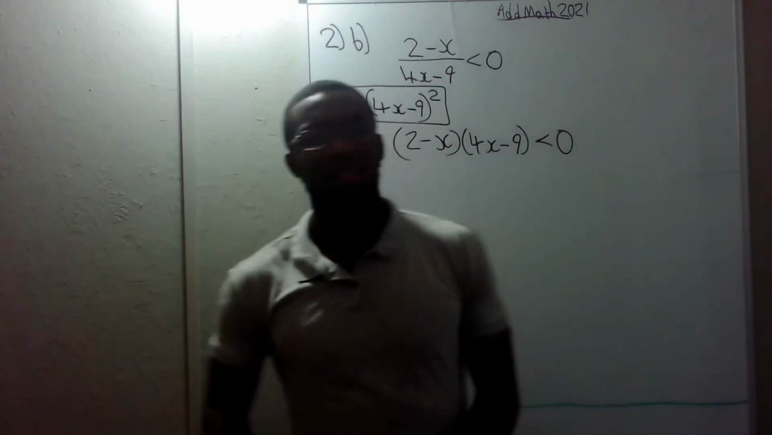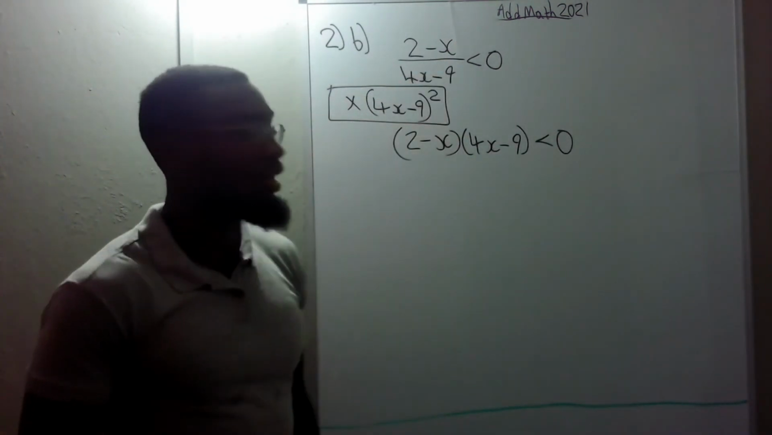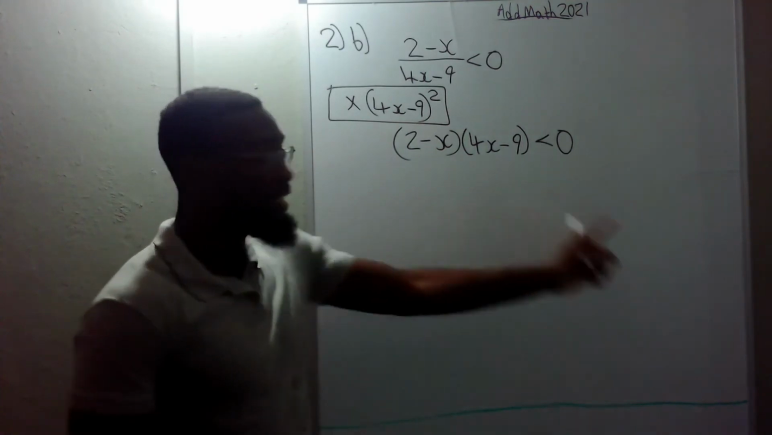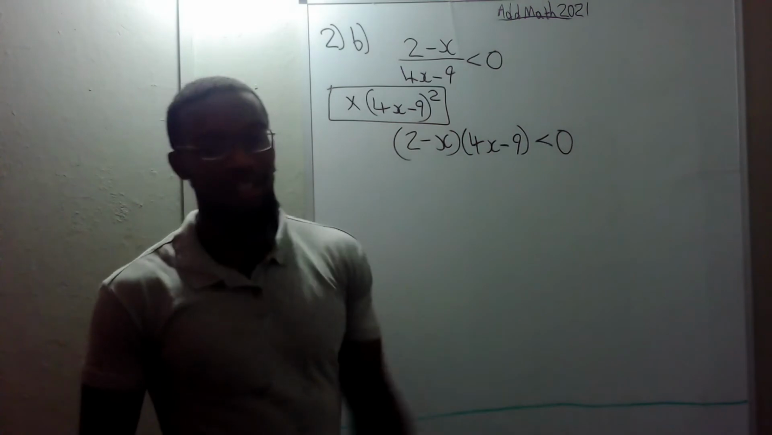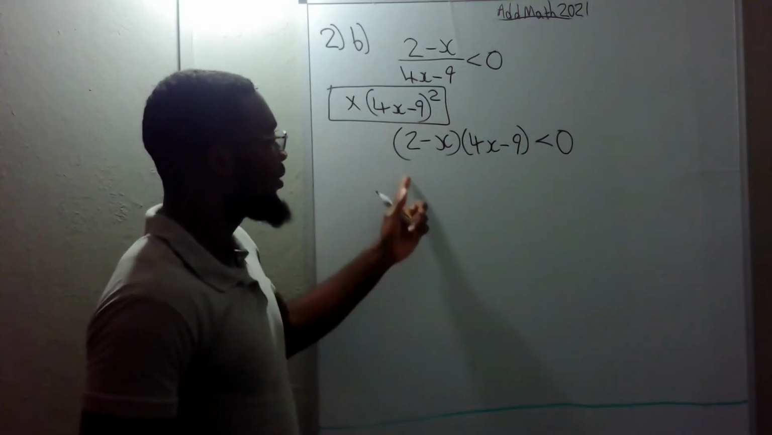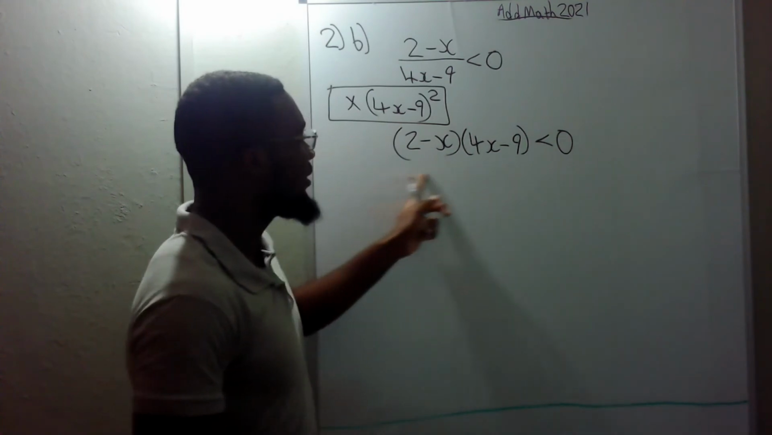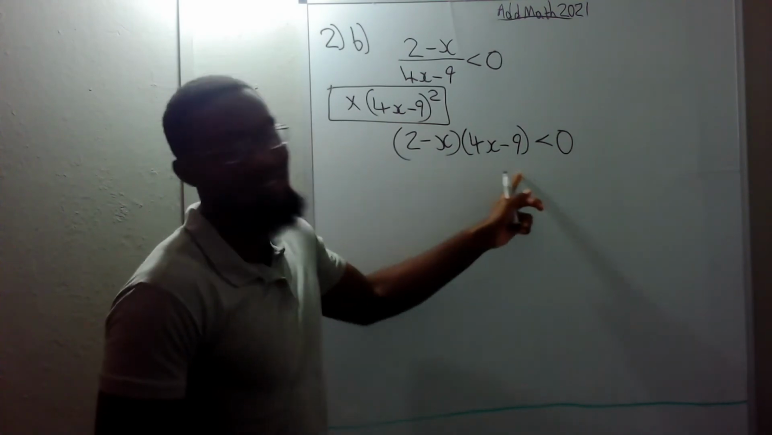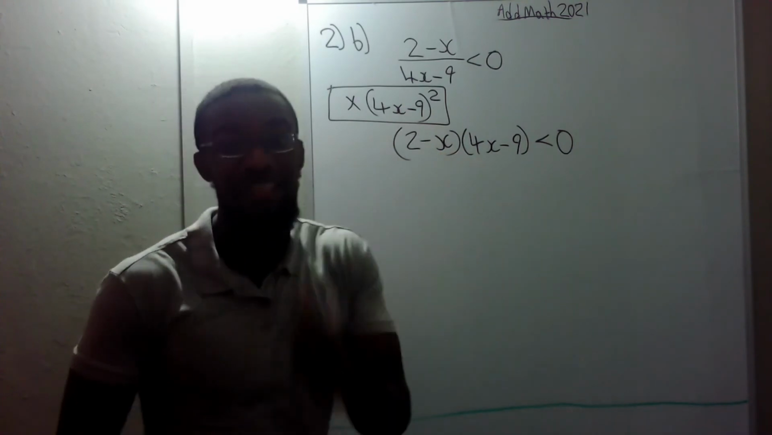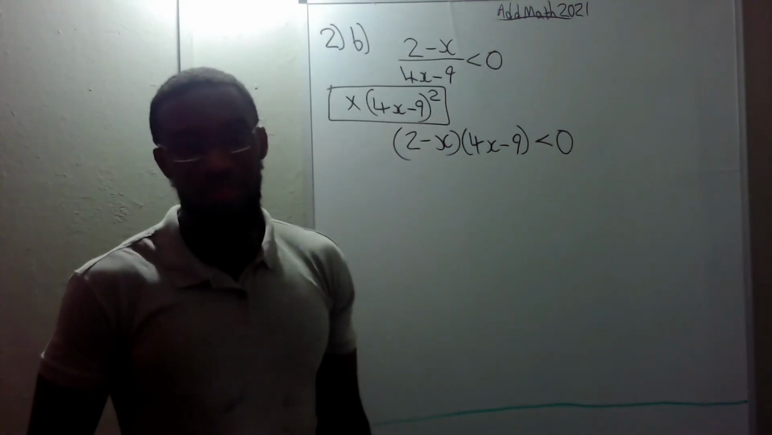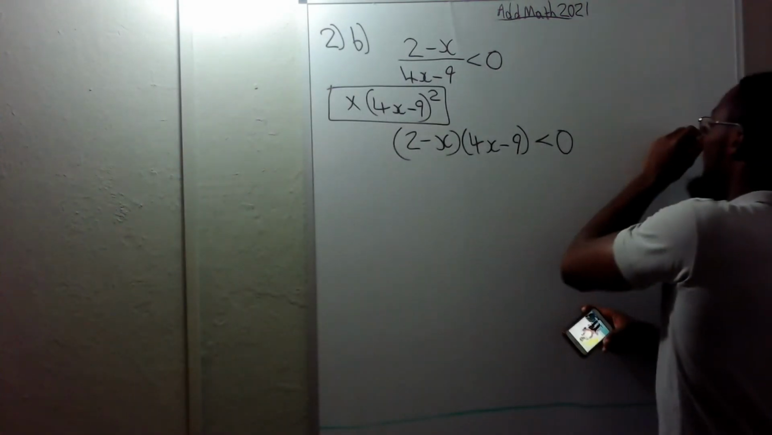A wonderful student of mine always said, just bring the denominator up into the numerator. Now guys, look at this. This is a quadratic. And what type of quadratic is it? If you were to expand it, you'd see that this is the type of quadratic that is frowning, because minus x times 4x is negative 4x squared. So that would be telling us that it is frowning. So the graph will look something like this.